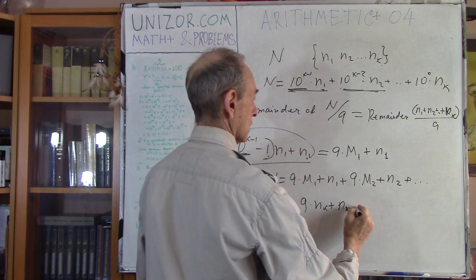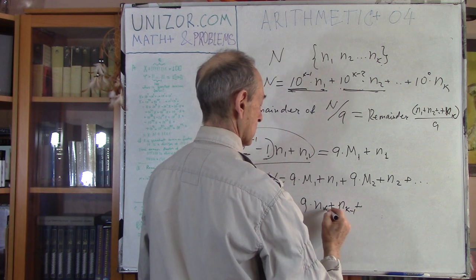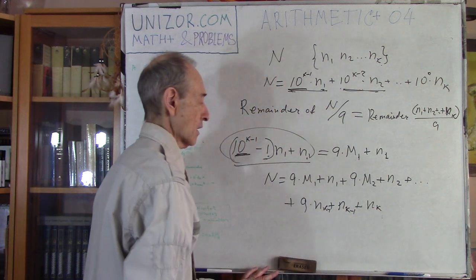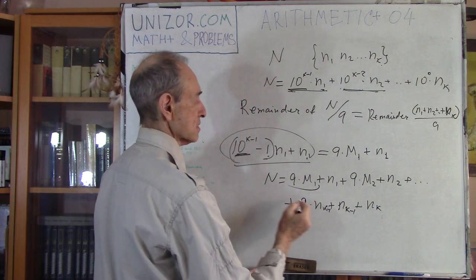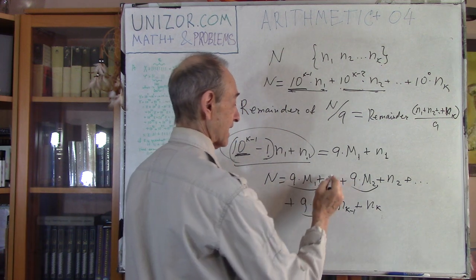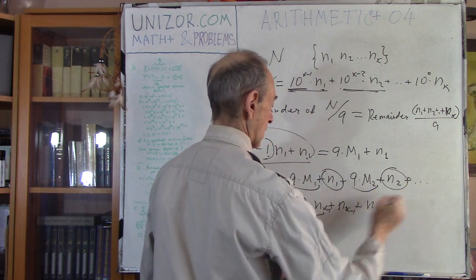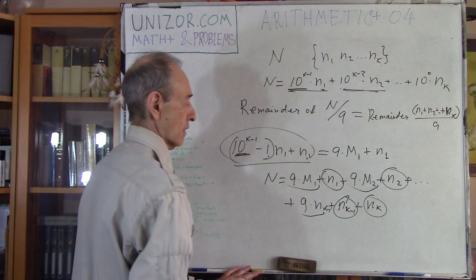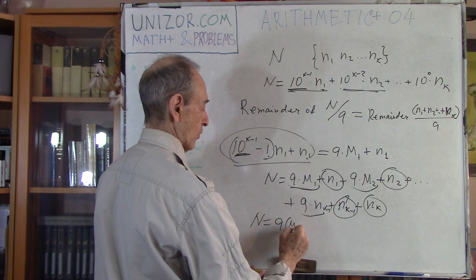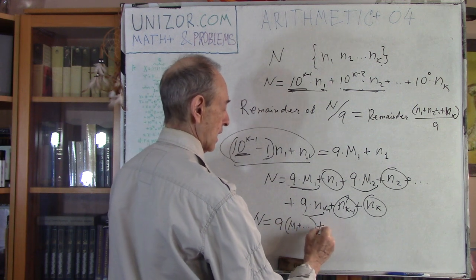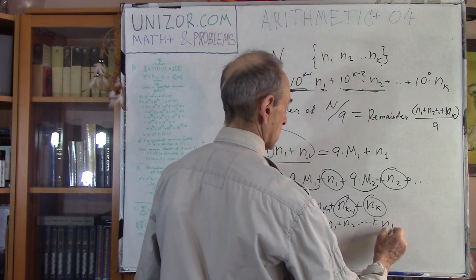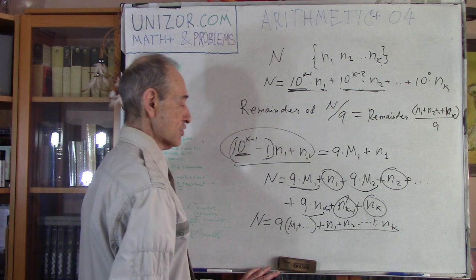The last power would be 10 to the power of 0, which is just 1, so plus nk would be by itself. So, what do we say? This is divisible by 9, this is divisible by 9, this is divisible by 9. So everything is divisible by 9 except this, this, this, and this. So n would be represented as 9 times m1 plus blah blah blah plus n1 plus n2 plus etc. plus nk. So, the sum of digits.